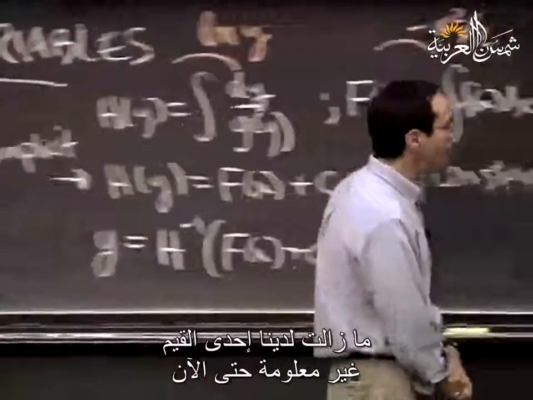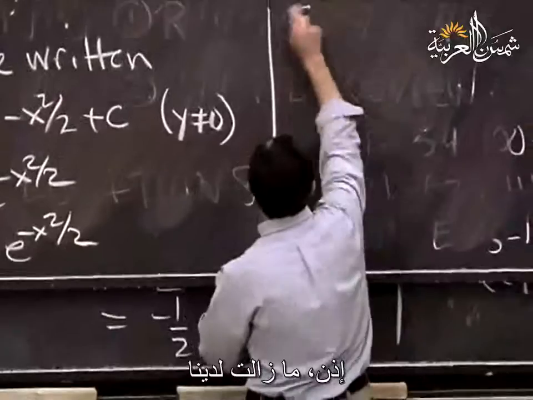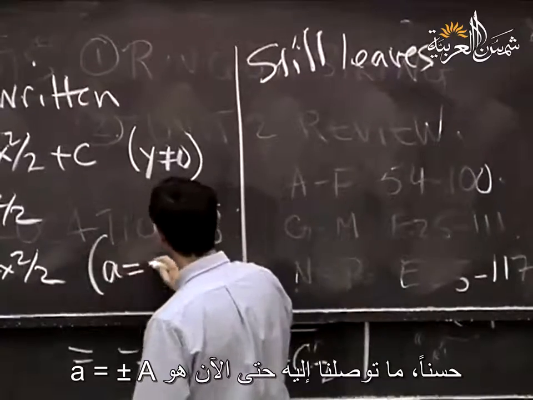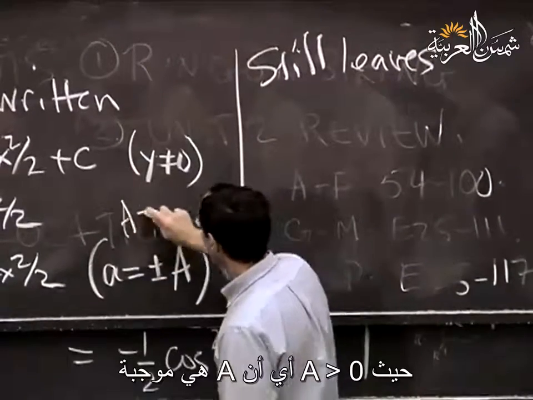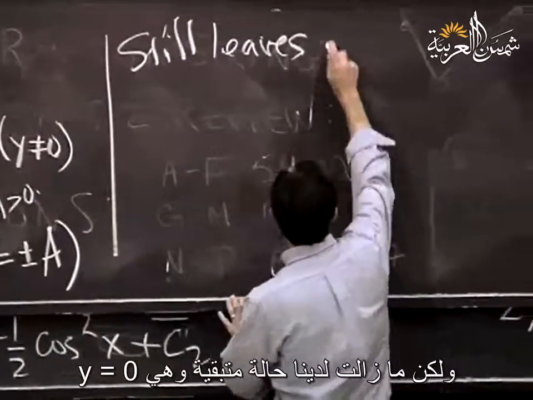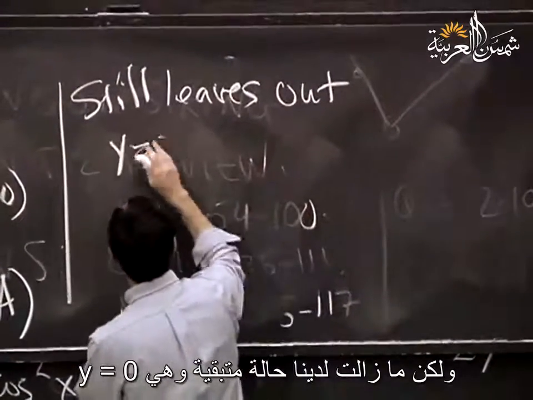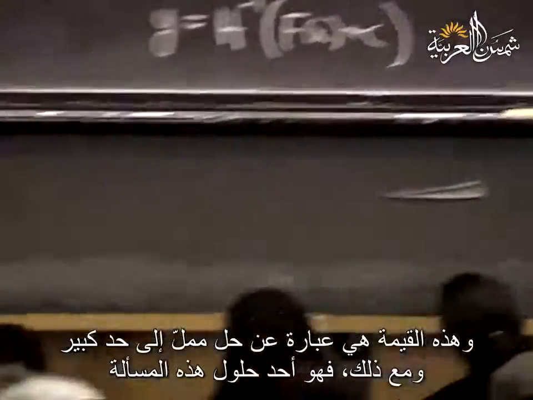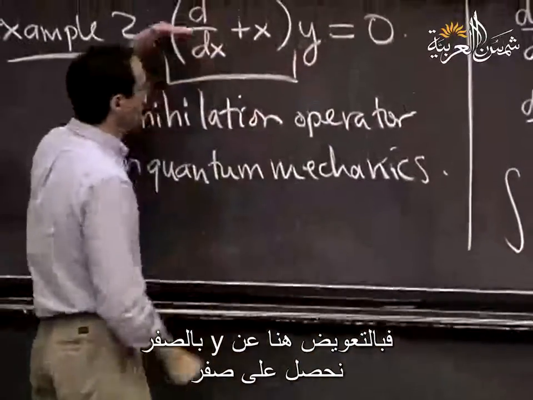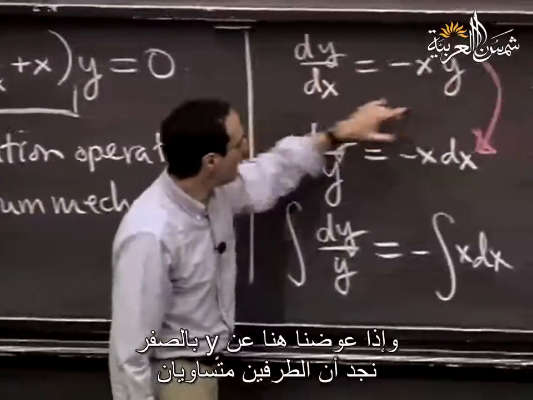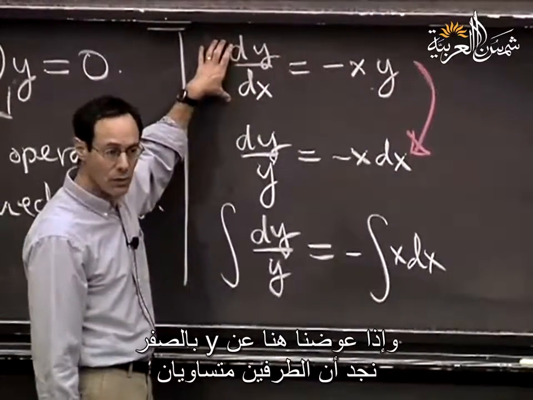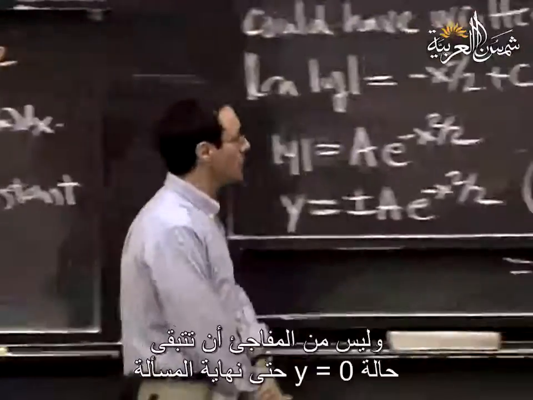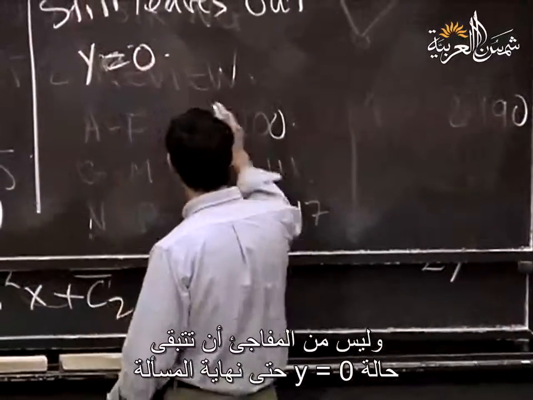Now this still leaves out one value. So if you like, what I have here now is a is equal to plus or minus capital A, the capital A one being the positive one. But this still leaves out one case, which is y equals 0, which is an extremely boring solution, but nevertheless a solution to this problem. If you plug in 0 here for y, you get 0. If you plug in 0 here for y, you get that these two sides are equal. Right? 0 equals 0. It's not a very interesting answer to the question, but it's still an answer. And so y equals 0 is left out. Well, that's not so surprising.